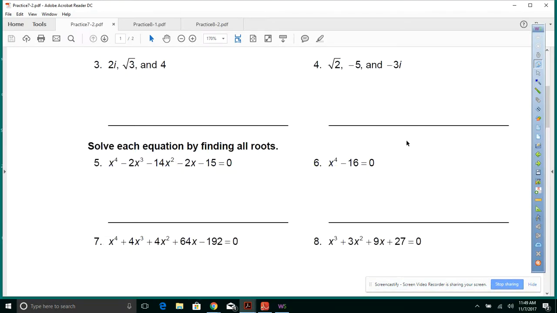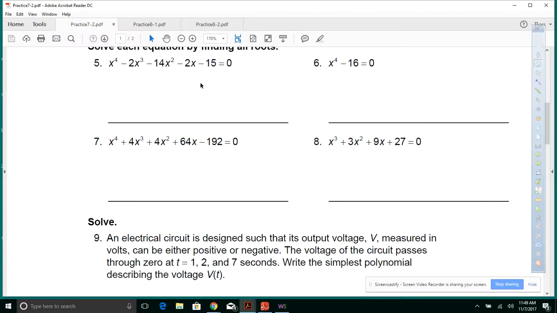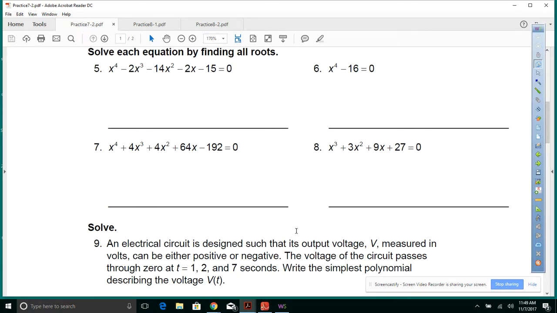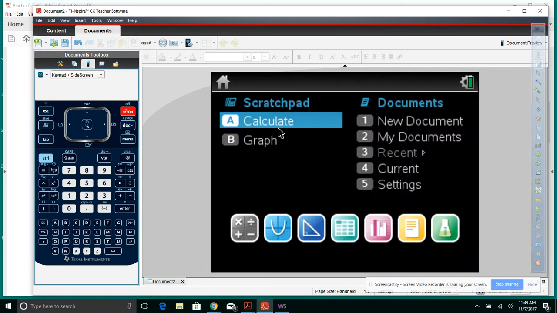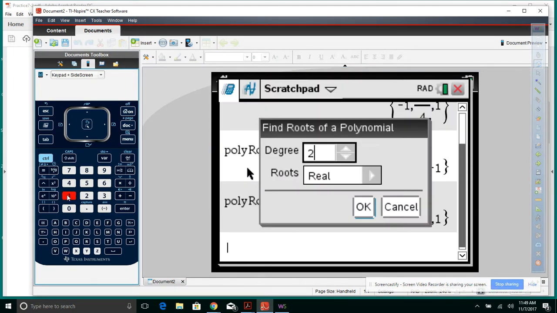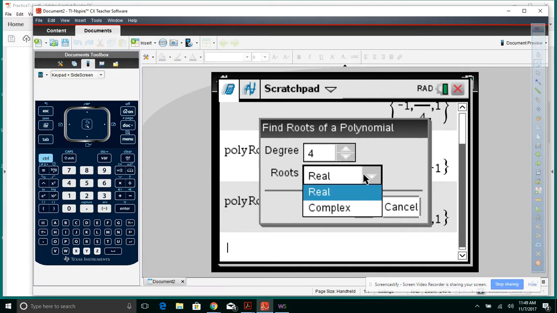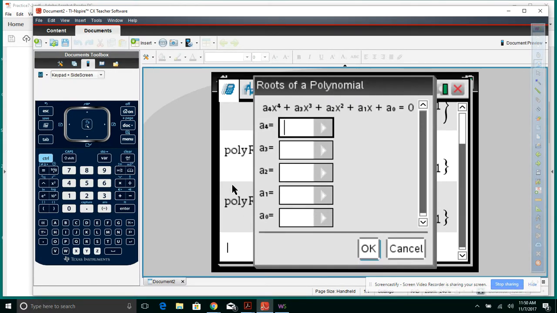All right, solve each equation by finding the roots, finding all roots. You can do it algebraically, but I would just go ahead and use menu 3 3 1 in your calculator. So let's go to our calculator and go to calculate. Menu 3 3 1. The degree is 4, but this time, because it said all roots, you want complex. You're going to want the real and the imaginary or complex.